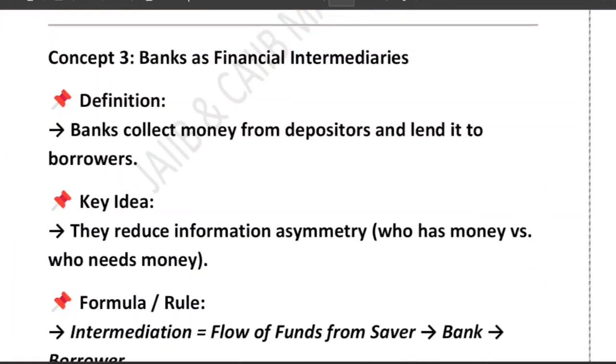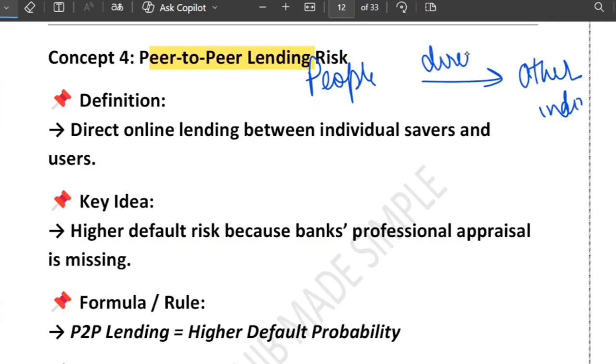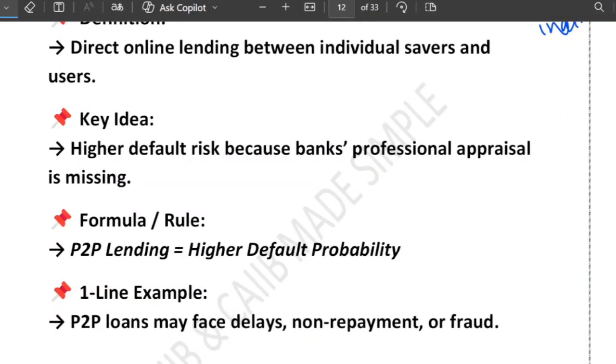Next thing is bank as a financial intermediary. A bank acts like a bridge. They take money from people who have extra funds. See what the bank is doing. And what if people are lending directly online to other individuals, right? Direct lending. That is called peer-to-peer lending. Since there is no bank checking or verification, the chances of default, delays, or even fraud are very high, right? So direct online lending between an individual saver and the user is called peer-to-peer lending.